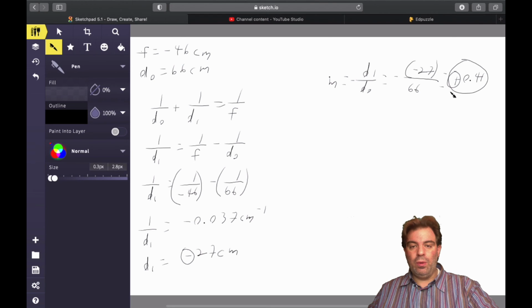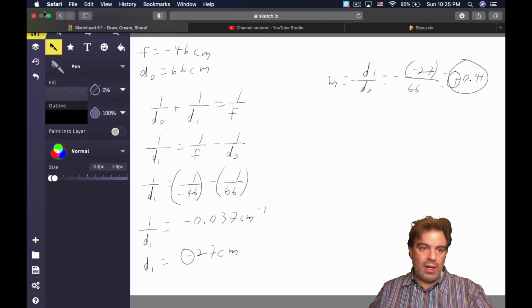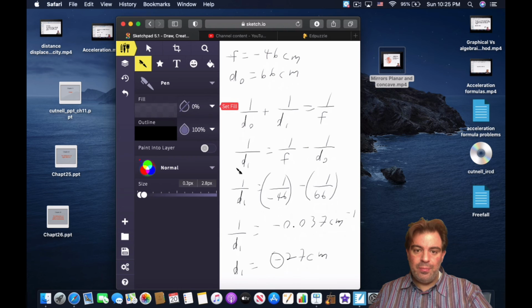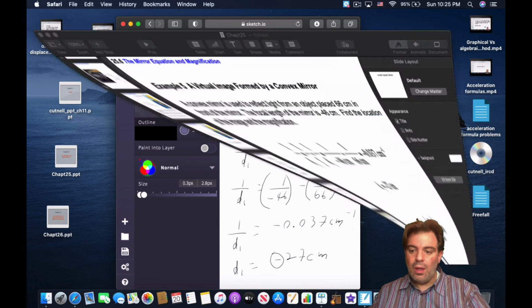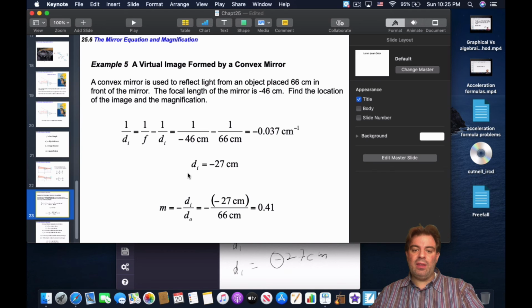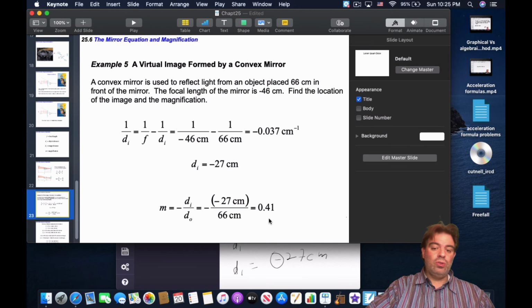So let's go back and let's just check our findings. And we see that, going back to our PowerPoint presentation, the distance of the image, just like we said, is going to be negative 27 centimeters. And of course, the magnification is going to be 0.41.